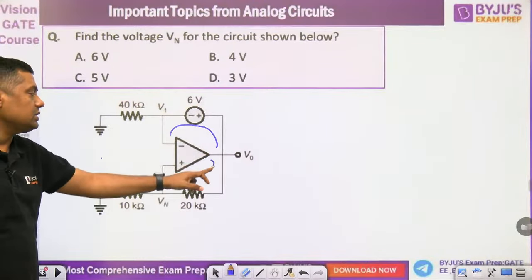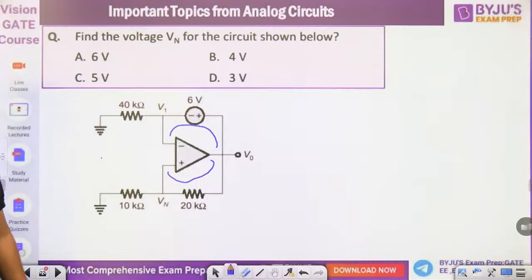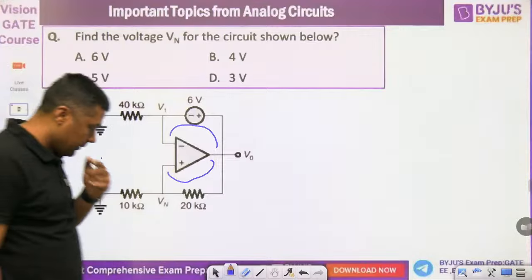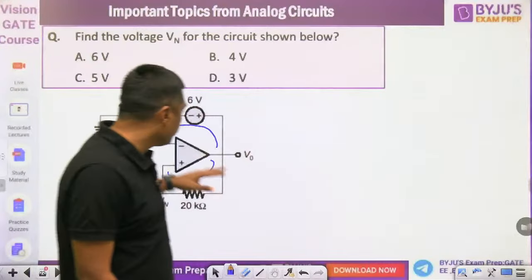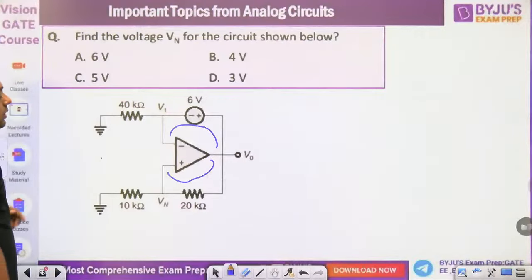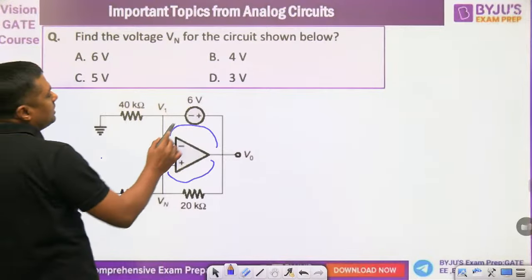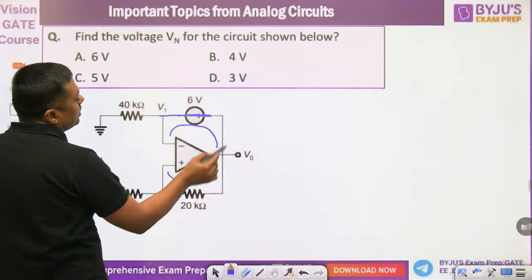In a Schmitt trigger, where is the negative feedback? Tell me. Output is connected to the positive terminal only. Watch the diagram carefully. Here there are two feedbacks. If you want to check the feedback, then you have to make the external battery zero. When I make this external battery short circuit, what is the feedback?